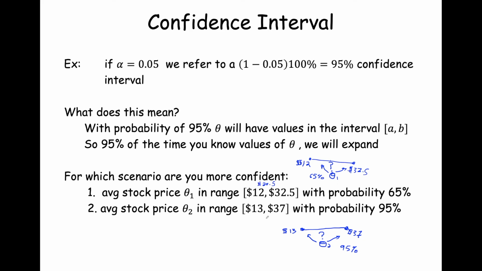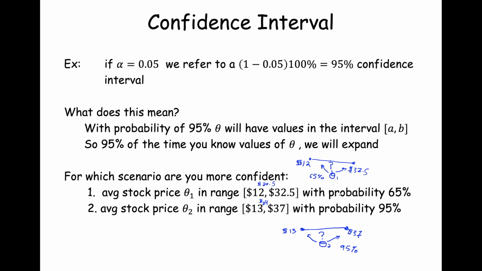Okay. And this interval is going to be what? 13 to 37. It's going to be a $24 range. Okay. So we know that for the second security, theta can swing from low to high about $24, right? In the first case, it can swing from low to high $20.5. Okay, so the second one swings more, all right? The first one swings less.